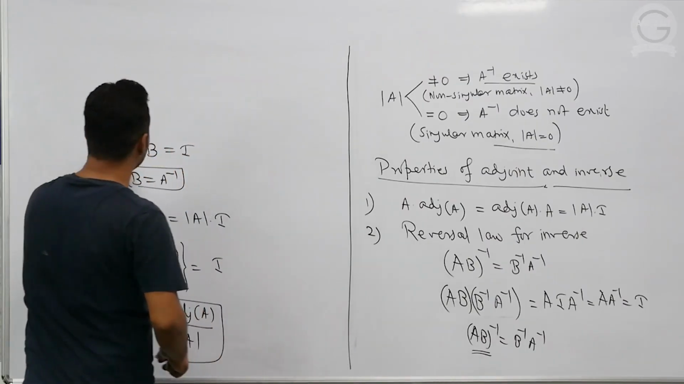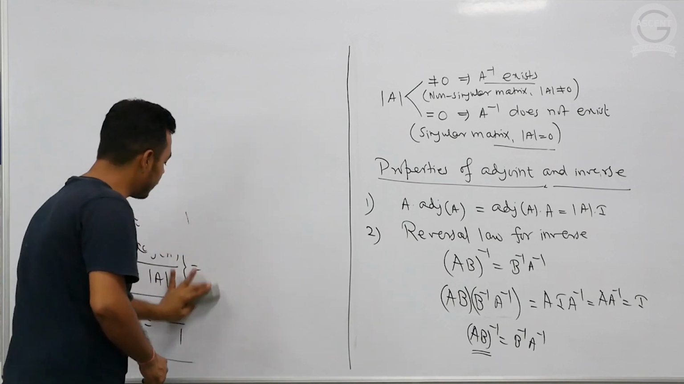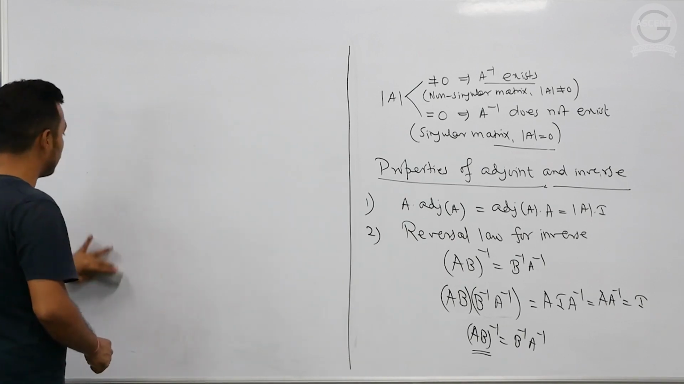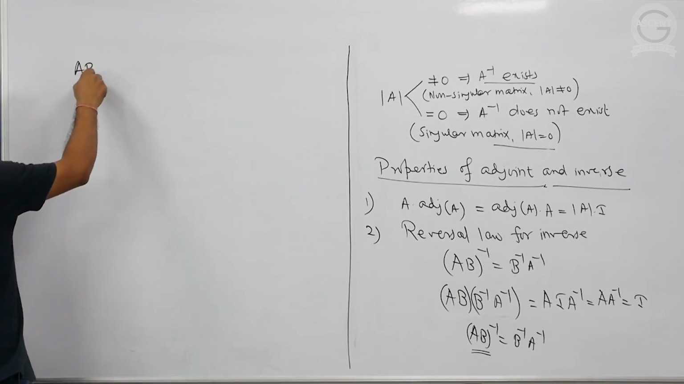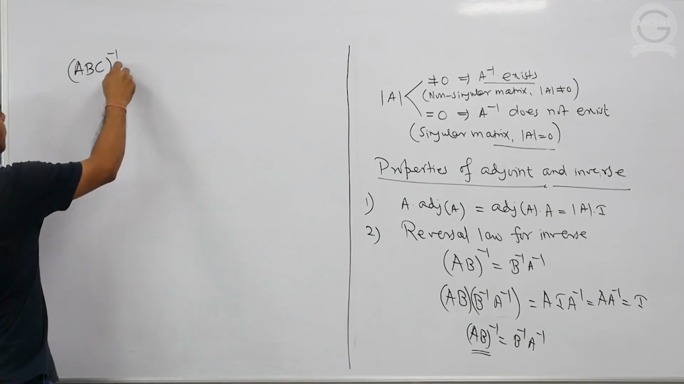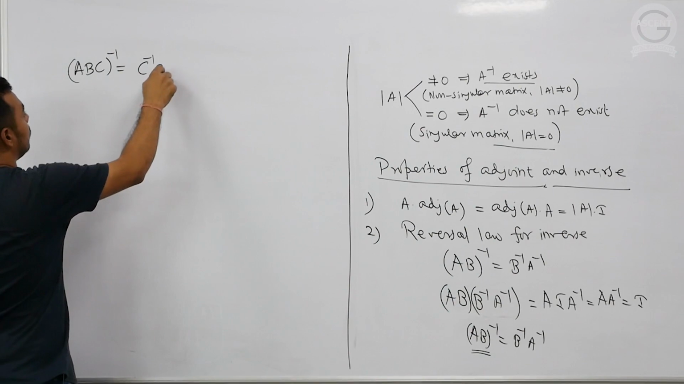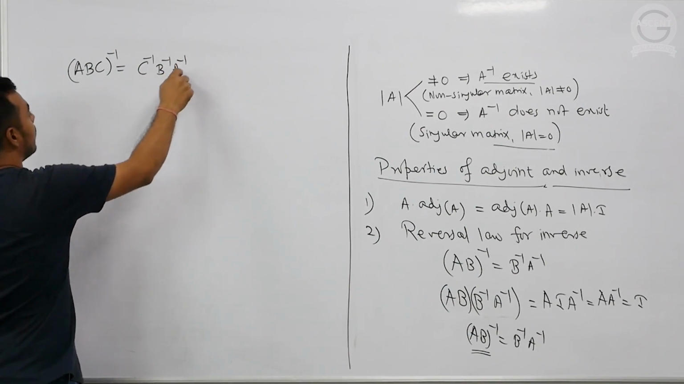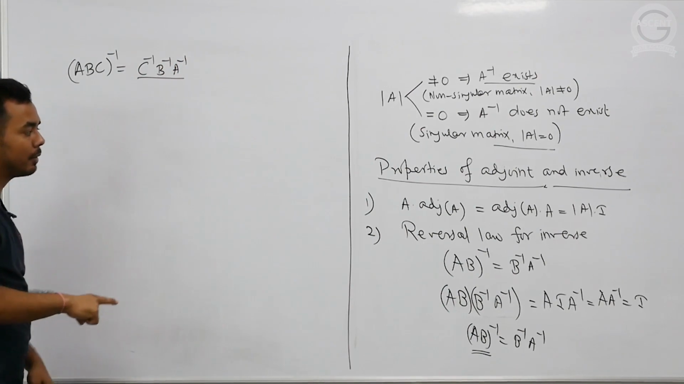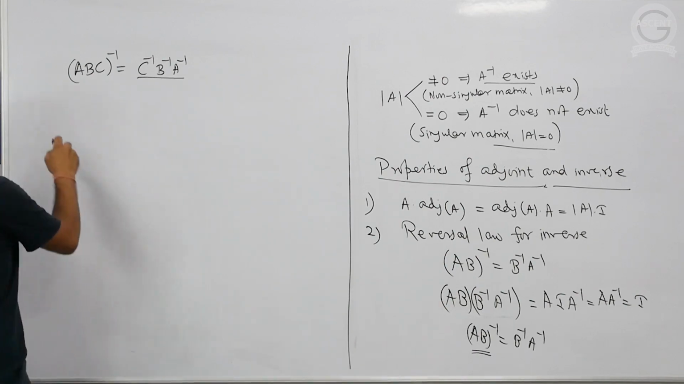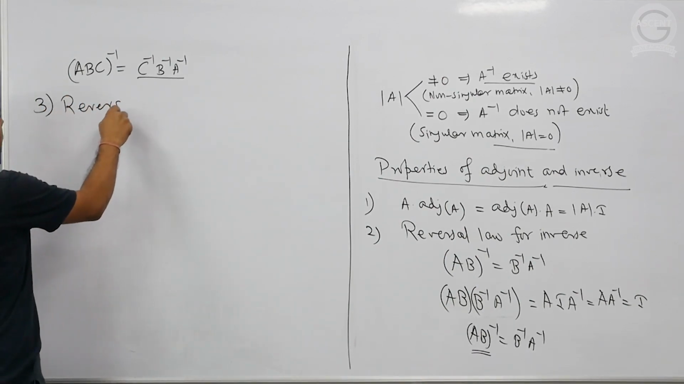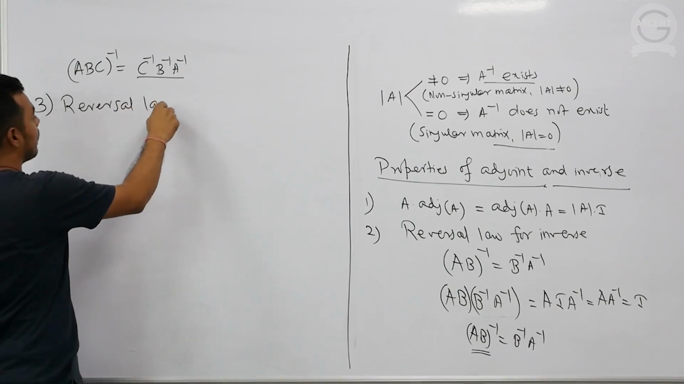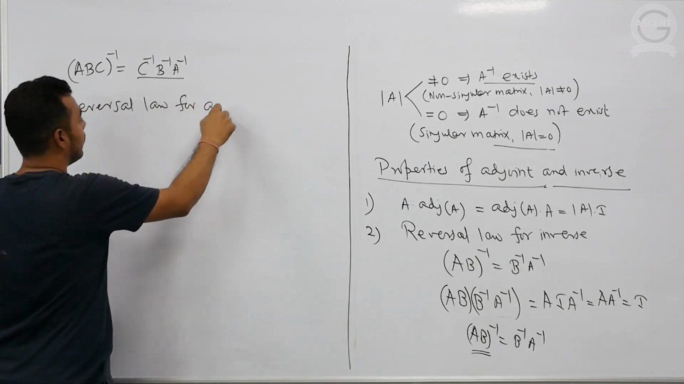If I have three matrices A, B, C, and we want to calculate the inverse of the matrix ABC, then the inverse of ABC will be C inverse into B inverse into A inverse. So this is our second property, the reversal law for inverse. The third one is the reversal law for adjoint of a matrix.